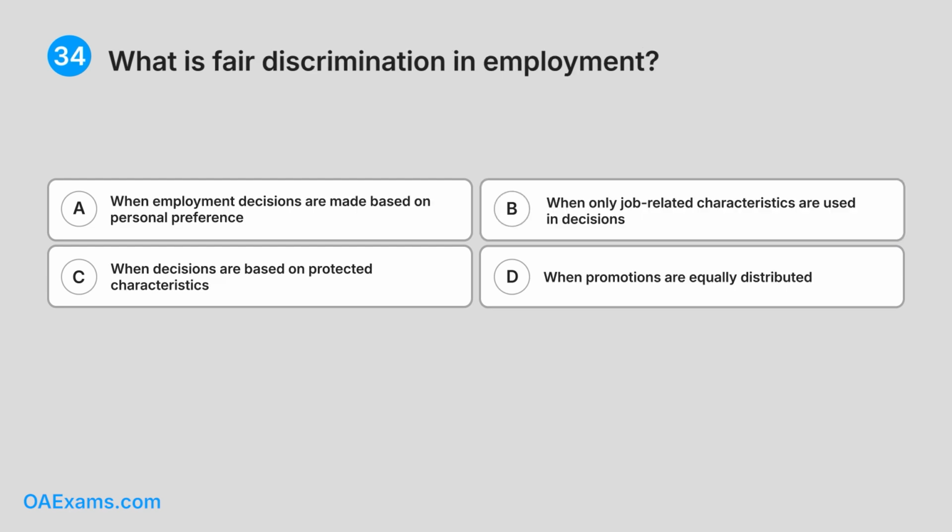34. What is fair discrimination in employment? A. When employment decisions are made based on personal preference. B. When only job-related characteristics are used in decisions. C. When decisions are based on protected characteristics. D. When promotions are equally distributed. What do you think is the answer?